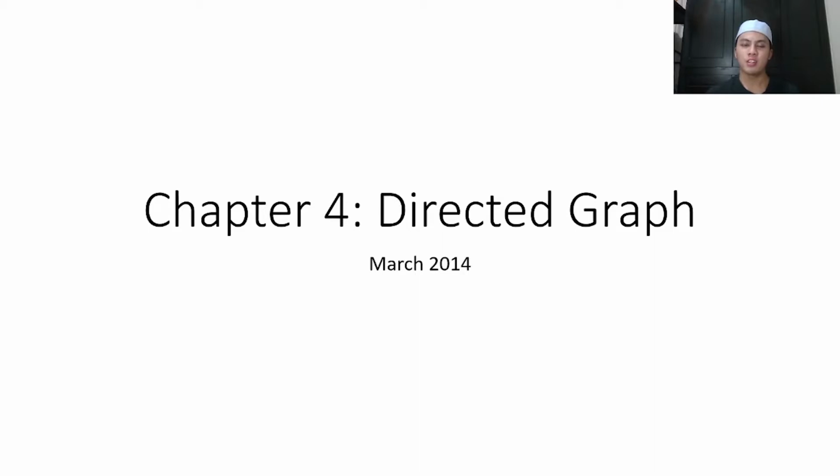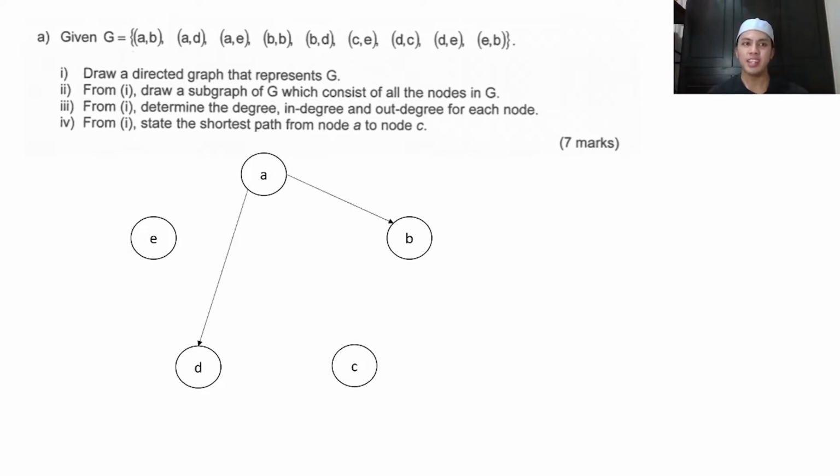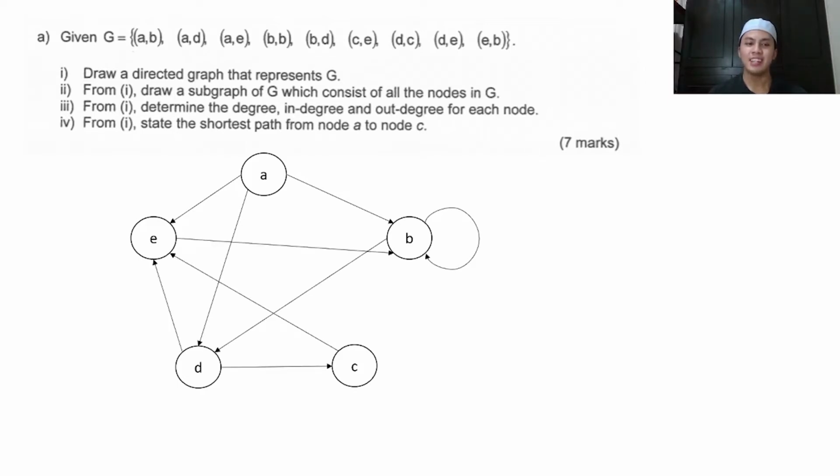Chapter 4, Directed Graph. I take this question from March 2014. Given G, draw a directed graph that represents G. So first you must draw all the nodes A, B, C, D, E. Then given G: AB, AD, AE, BB, BD, CE, DC, DE, and EB.